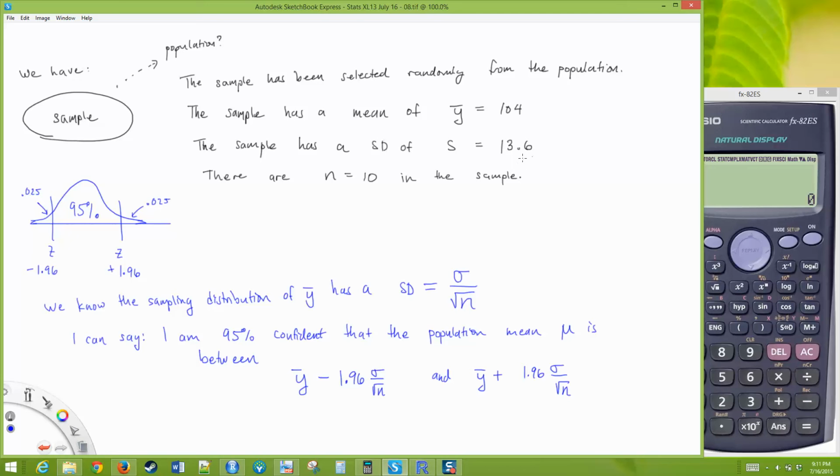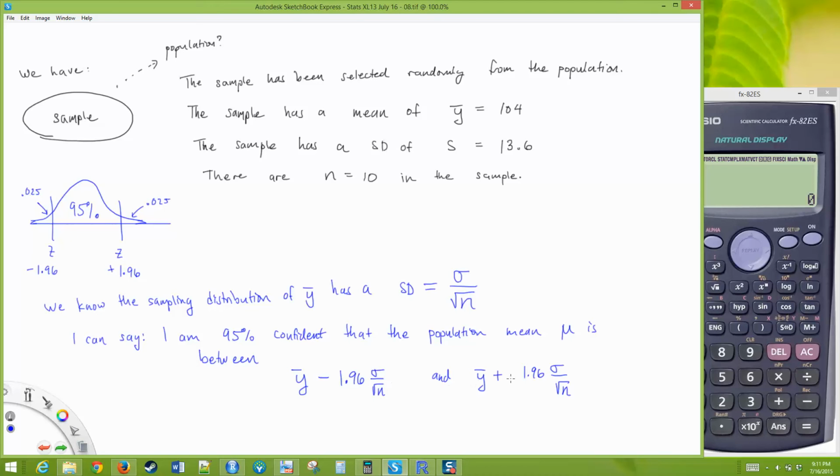This is better than just saying I'm going to pick a random number from the sky. At least this seems like a reasonable number to use. But it could be off. It could be too big. It could be too small. So we're going to replace sigma with S. But now I'm introducing an extra element of uncertainty.